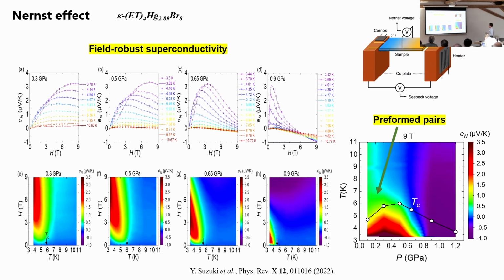This color plot shows the magnitude of the Nernst signals at 9 Tesla in the plane of temperature and pressure. This is the zero magnetic field Tc here. You see this is a normal state. So you see a finite Nernst signal in this region. This means that in these regions, far above Tc, you have preformed Cooper pairs. And this is likely under the occupancy.